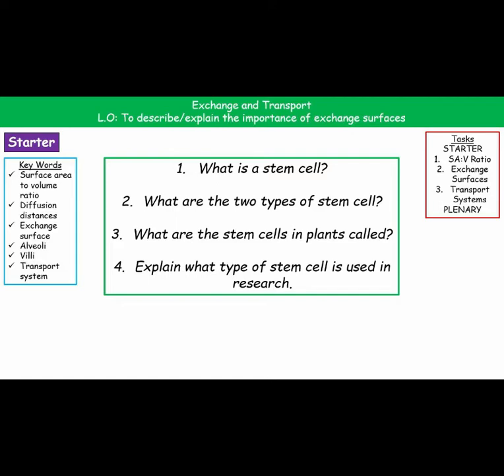What we're going to be doing in today's lesson is having a look at the process of exchange and transport. To start us off though, let's have a little look at some questions based around our previous lesson. So 4 questions are on your screen at the moment. Have a go at answering those in your books for me. So I'm just going to give you about 3 minutes to do that.